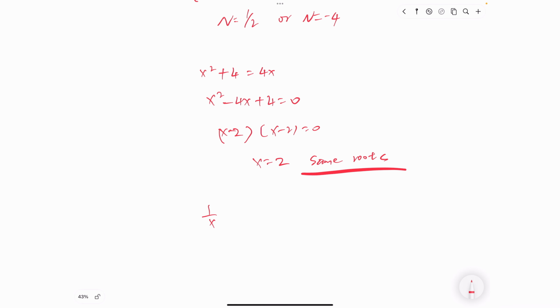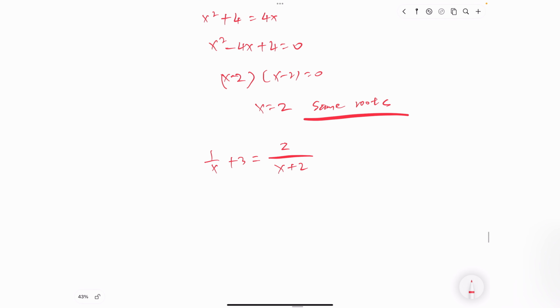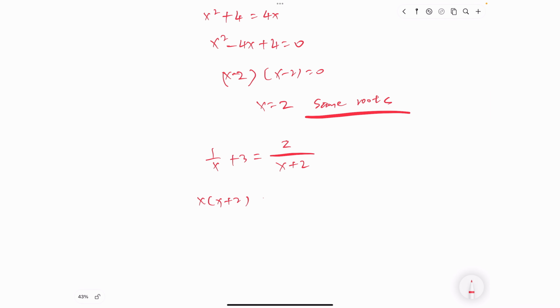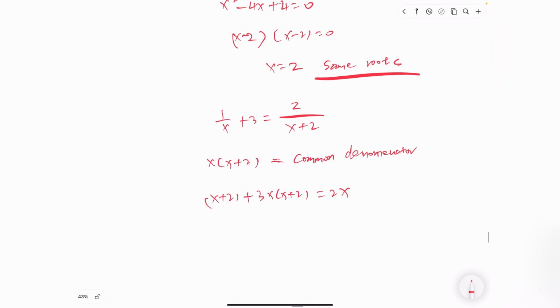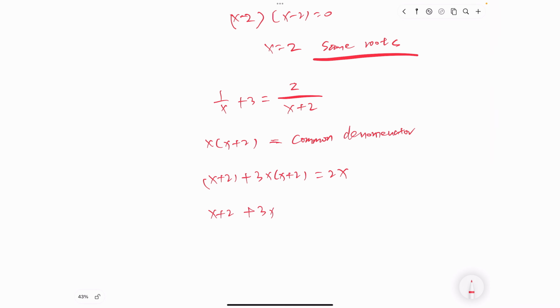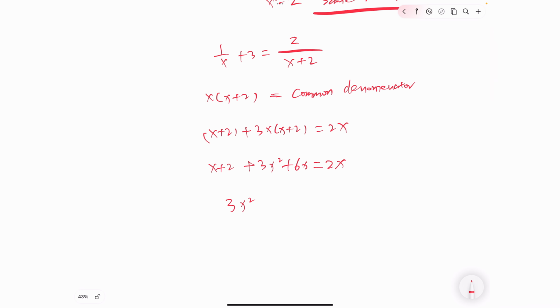If we have 1 over x plus 3 equals 2 over x plus 2, so we can multiply by x and x plus 2. That's a common denominator. So we have x plus 2 plus 3 times x equals 2 times x. So x plus 2 plus 3x squared plus 6x equals 2x. 3x squared plus 5x plus 2 equals 0.